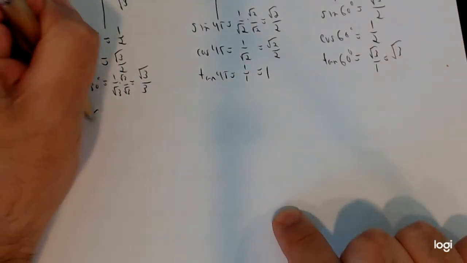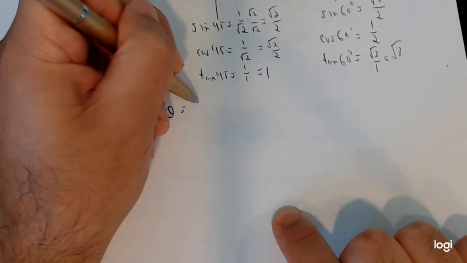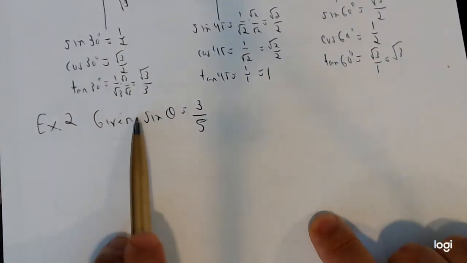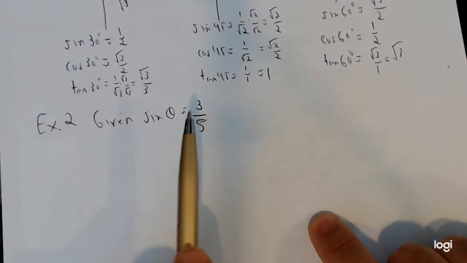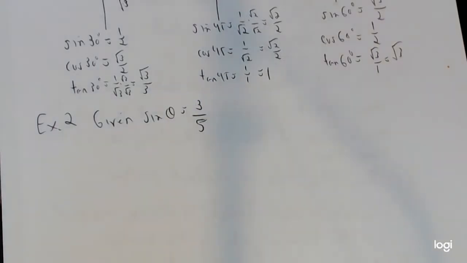So for this one, notice how now they're saying, look, given sine of theta is 3/5. Now, let me point something out here. For this one, notice how they haven't given us the angle, but they've given us the ratio, which we can figure out what the x, y, and r are. So example 2 is kind of different.